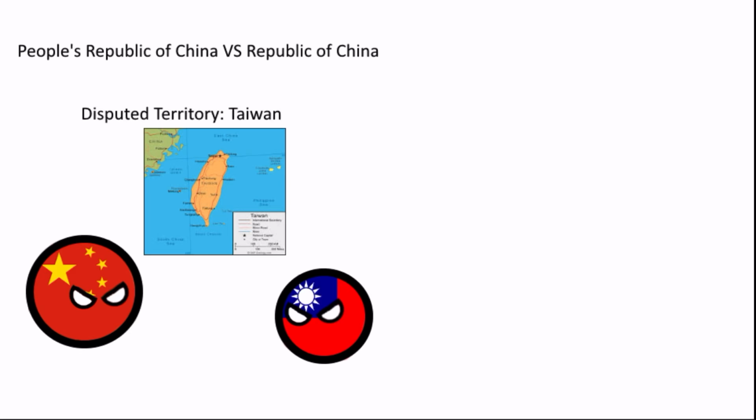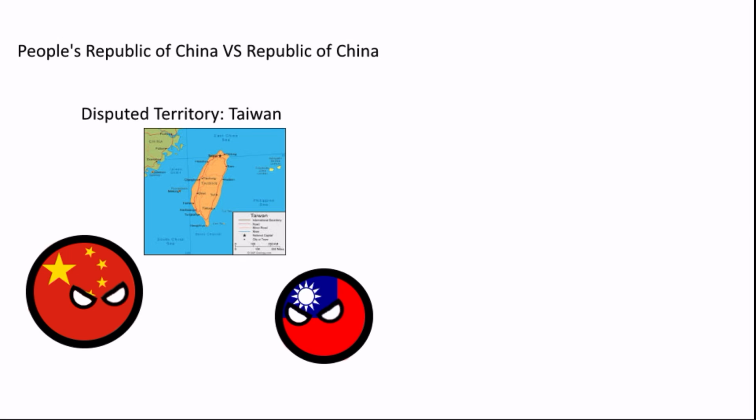We have the People's Republic of China versus the Republic of China, and I know that it would be preferable if I had this in the center, but with the way I'm doing it, it's going to be stuck on the left or right side, depending on how you look at it. But anyways, the territory disputed between the two is Taiwan.